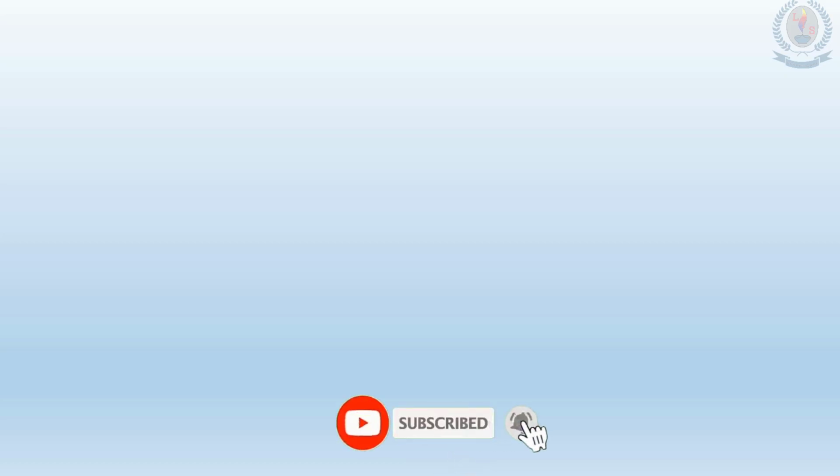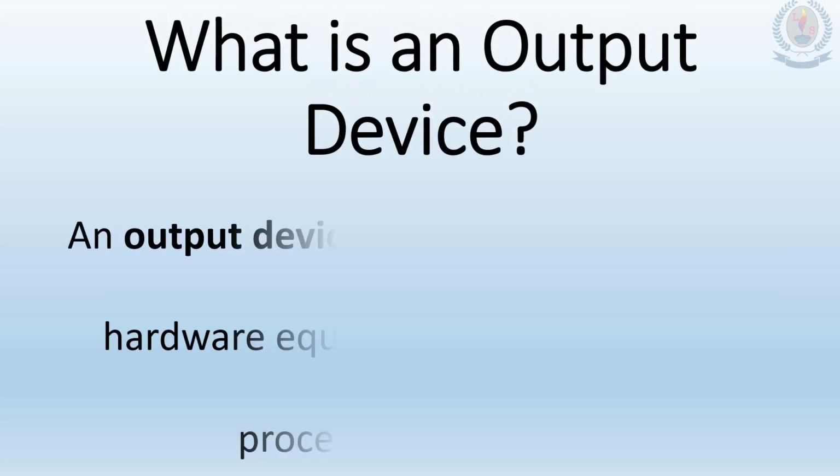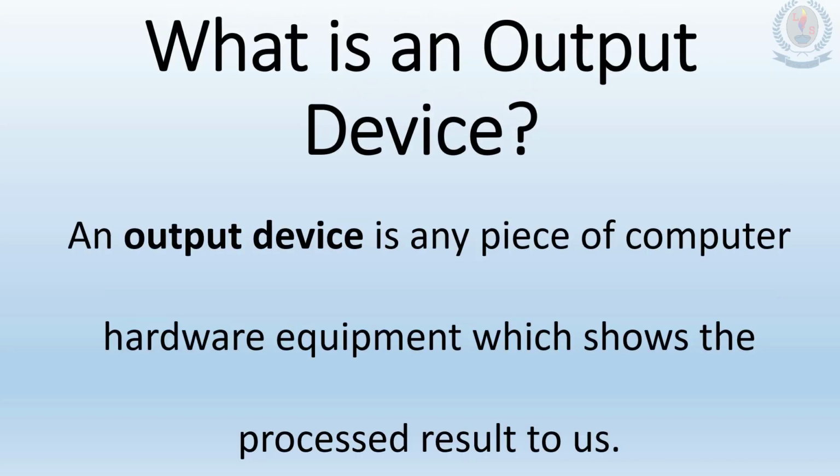Hello children, today we are going to learn about what output devices are. So let's see what an output device is. It is a device used to produce our results, the processed data and information. We use computers to process data and information. To get the final results, we use these output devices.